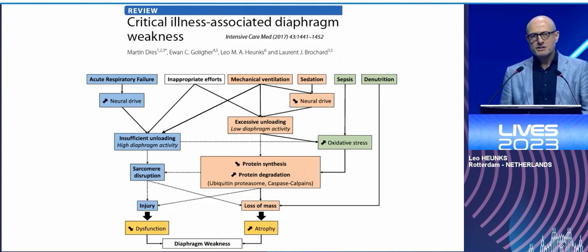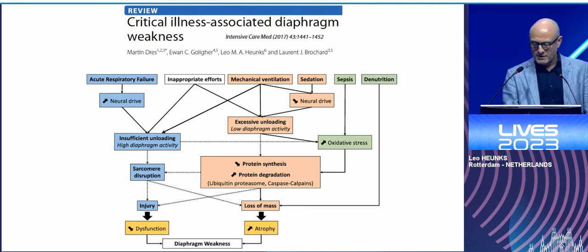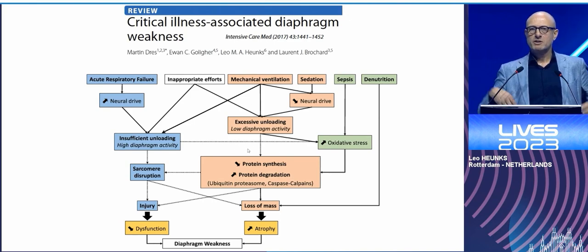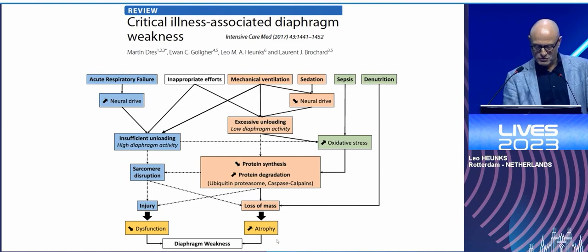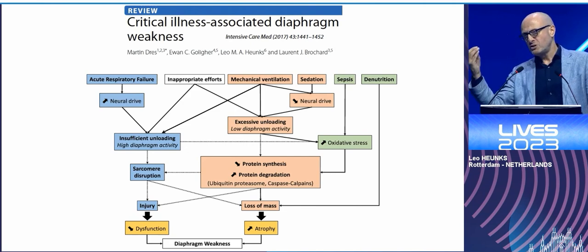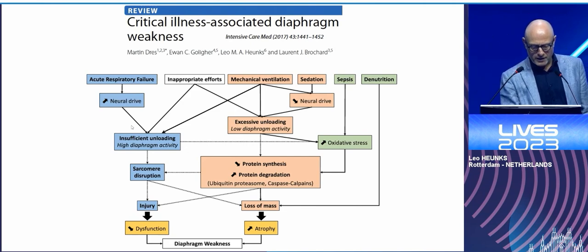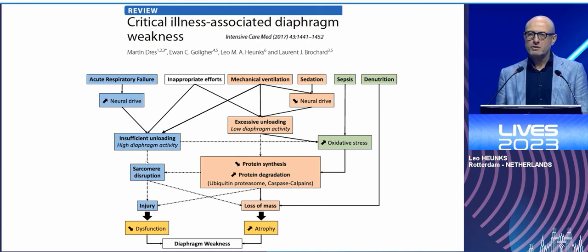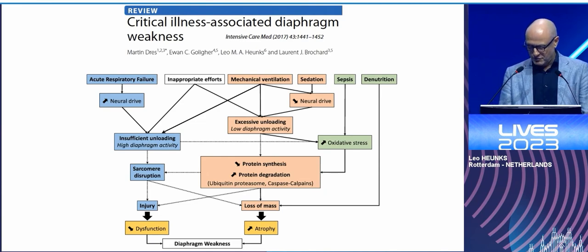So what is the pathophysiology? What explains diaphragm weakness? Well, there is a role for denutrition. There is a role for sepsis, but that's not what I want to discuss right now. I would like to discuss the role of mechanical ventilation. And on the one hand, as we already mentioned, excessive unloading results in inactivity of the diaphragm and disuse atrophy. But on the other hand, we don't have very strong evidence, but we're starting to realize that a high effort, so insufficient unloading of the diaphragm, may result in trauma, myotrauma of the diaphragm as well, resulting in dysfunction.